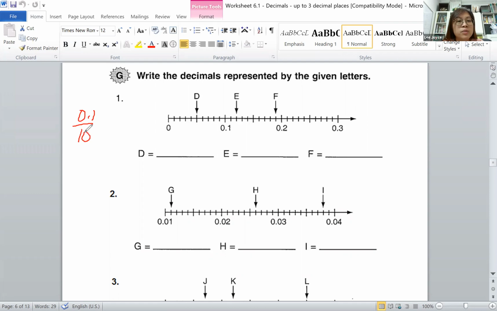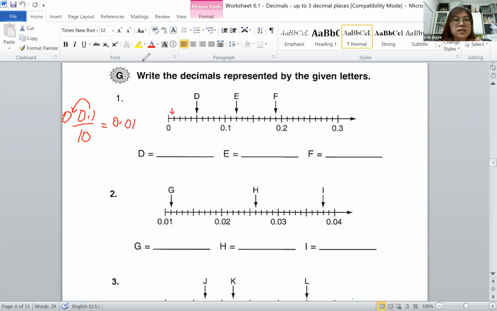Now, what did we learn about the shifting of the decimal place earlier on? When dividing by 10, I have to shift the decimal place by 1 place to the left. So my new decimal will therefore be 0.01. That means each tiny part here is actually 0.01.